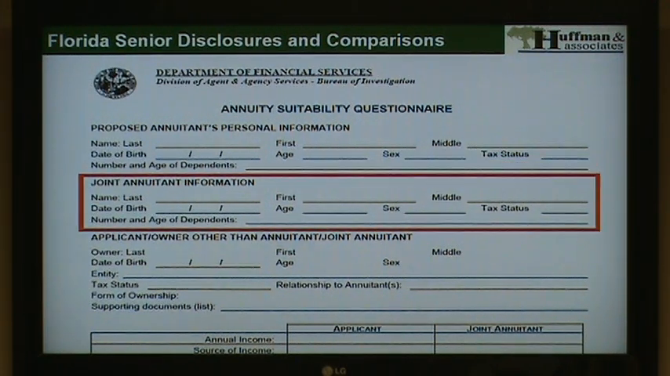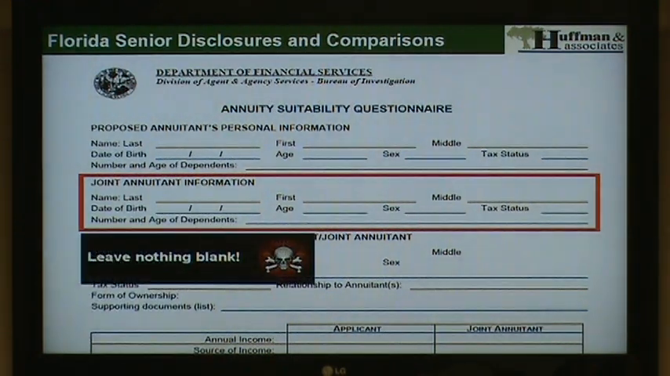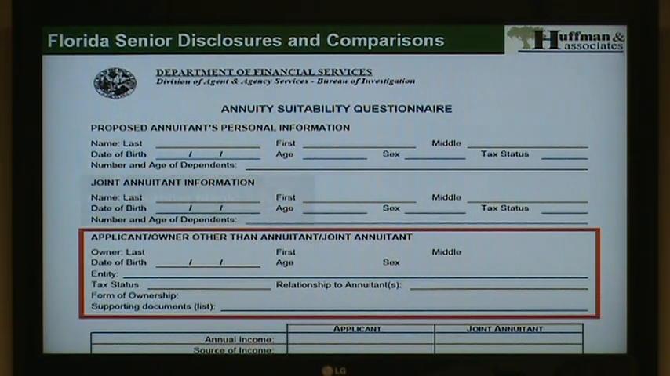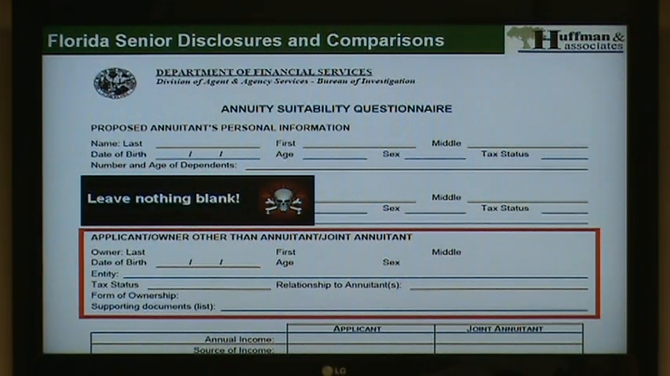Joint annuitant information. The same information is required for joint annuitants. If there is no joint annuitant, complete all spaces with NA. Do not leave them blank. Applicant owner other than annuitant, joint annuitant information. If the owner is the same as the annuitant, complete all spaces NA. Do not leave them blank.